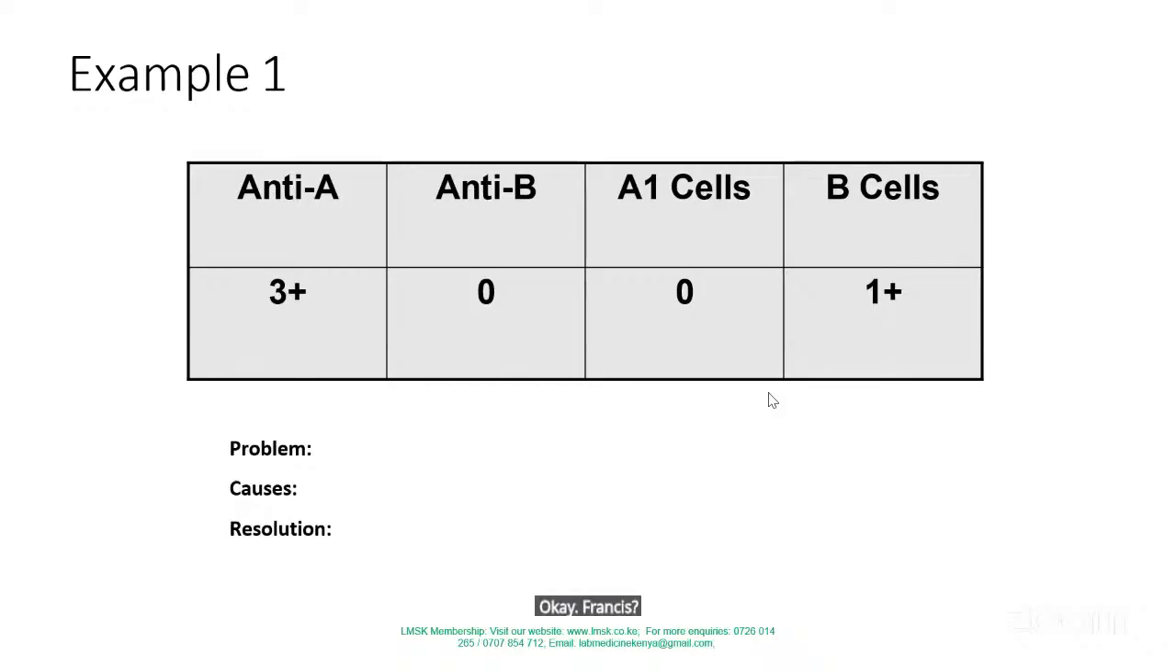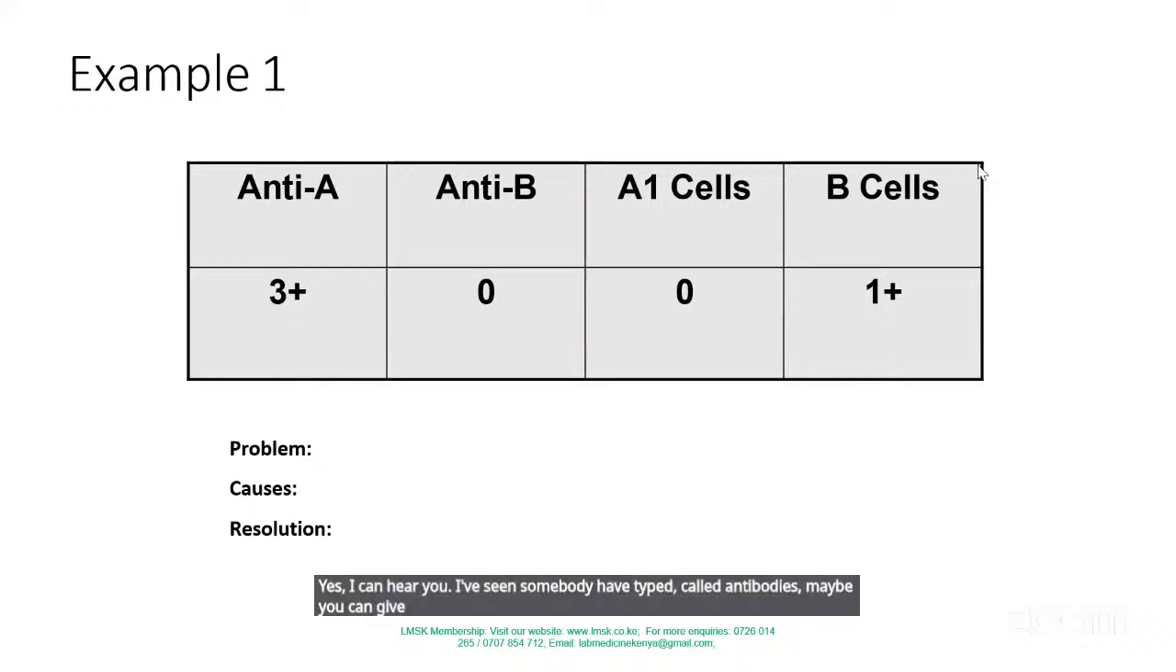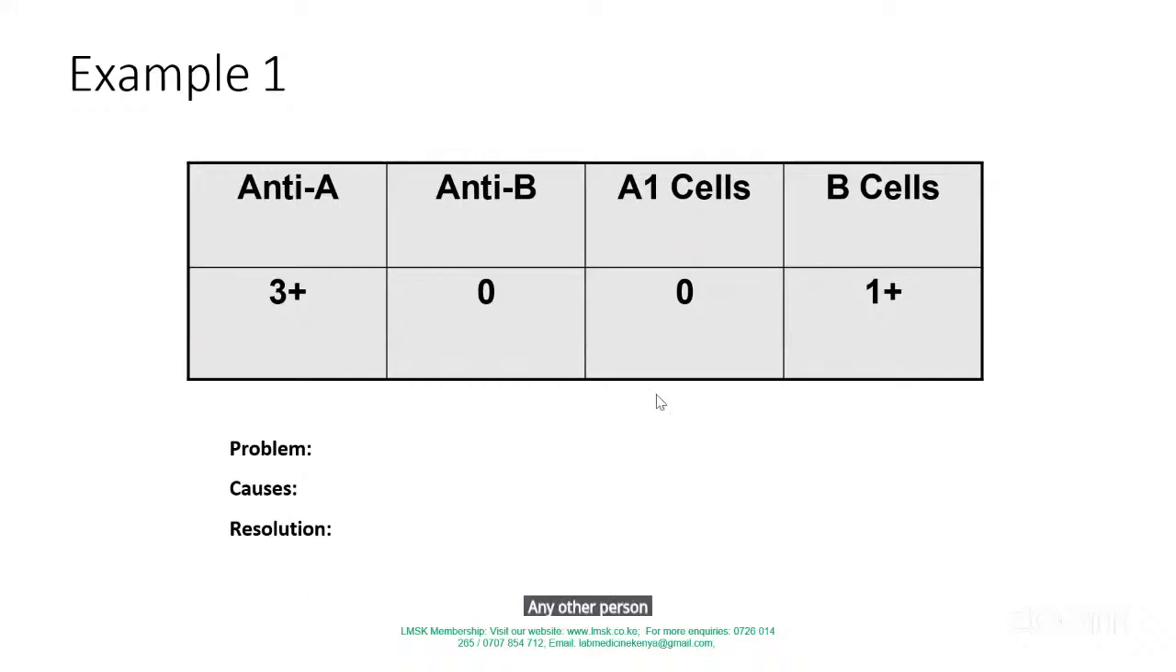I think Daniel is saying the answer could be cold antibodies. Francis, can you hear me? Yes, I can hear you. I've seen somebody has typed cold antibodies. Maybe you can give one participant a chance. Any other person wants to make a try? Okay, Frank Kibe is saying a gene presenting D-galactose sugar on H protein. Okay, thank you, Kibe, for your thoughts.